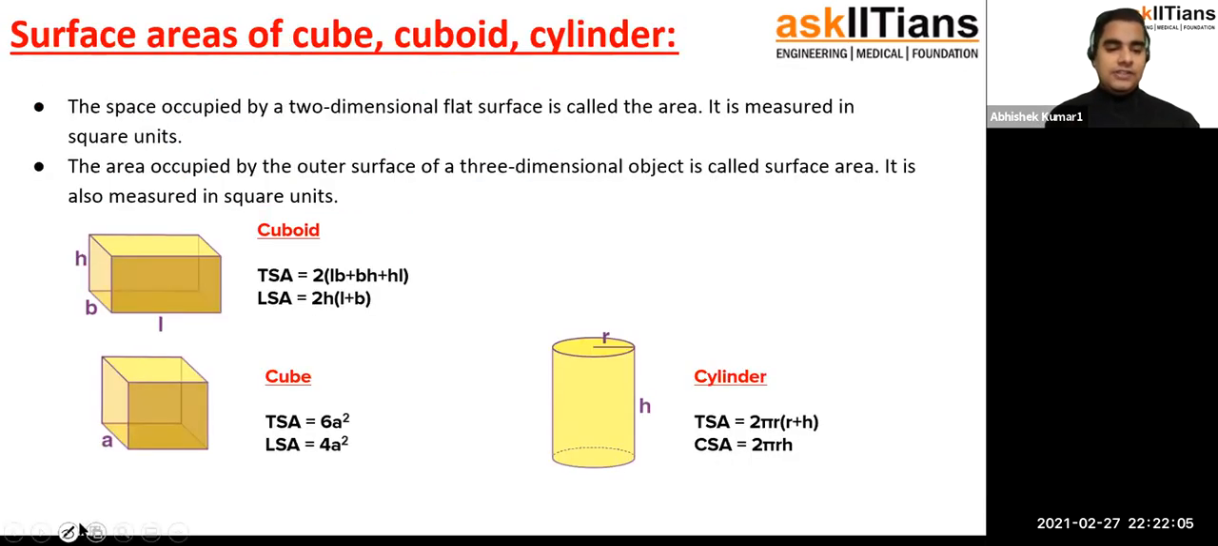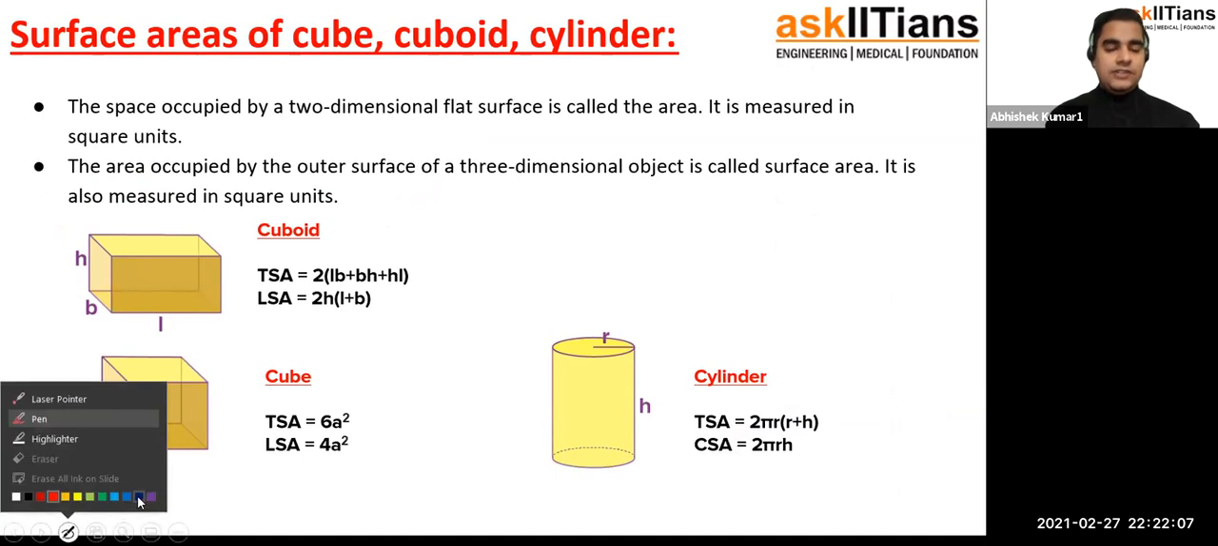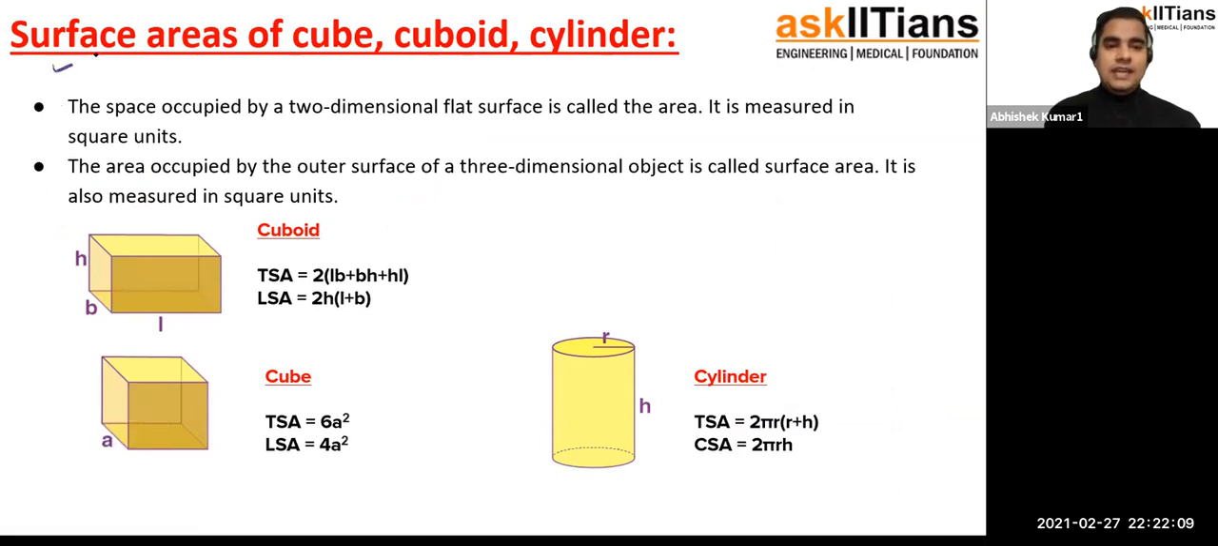So what is the very first topic we have? The very first topic is surface area of cube. We are going to discuss cuboid, and we are going to discuss cylinder. So we need to understand what is the meaning of area, and then we are going to discuss what is the meaning of surface area.